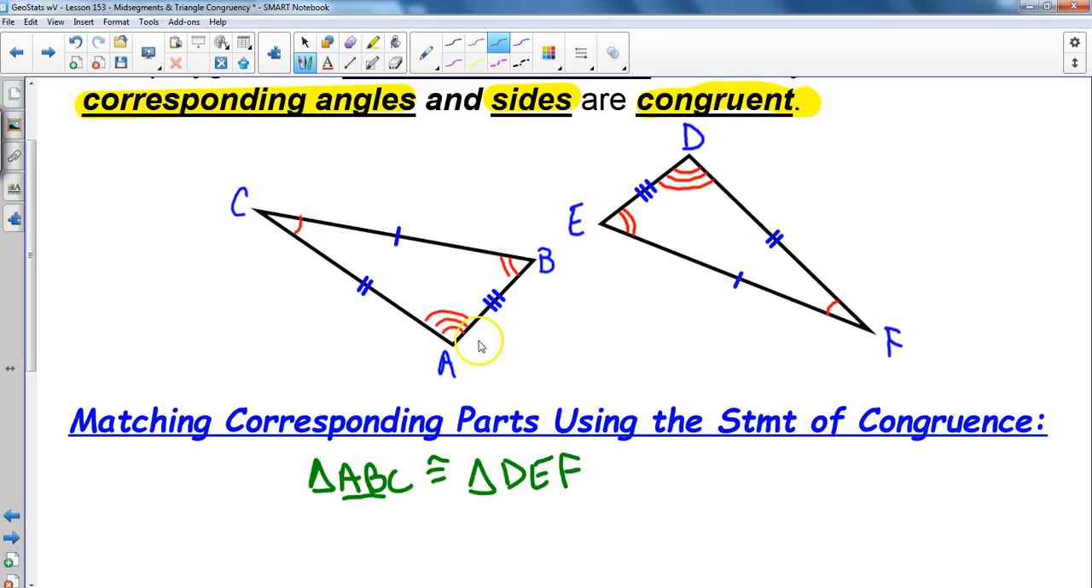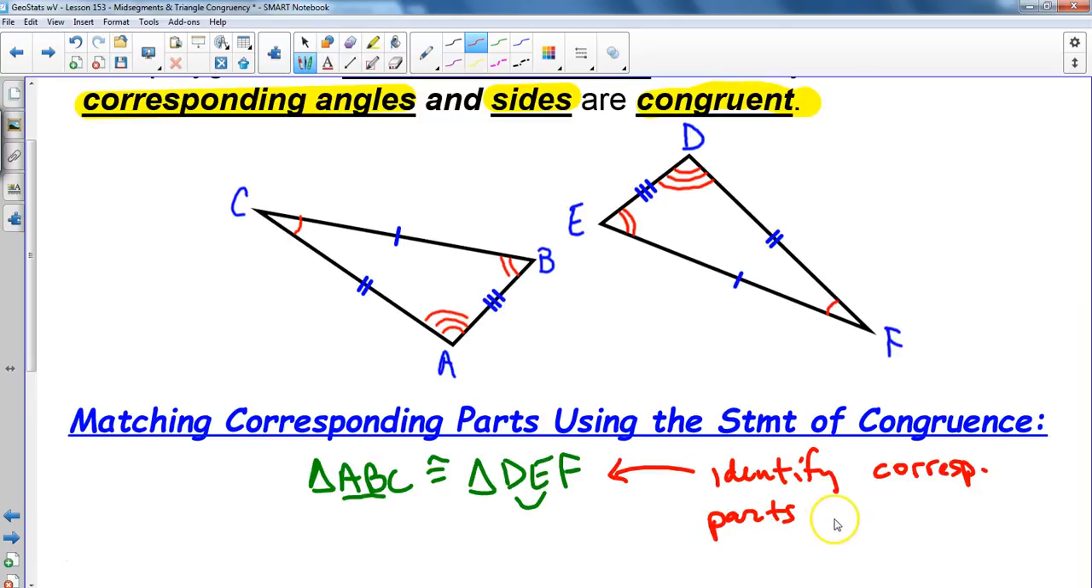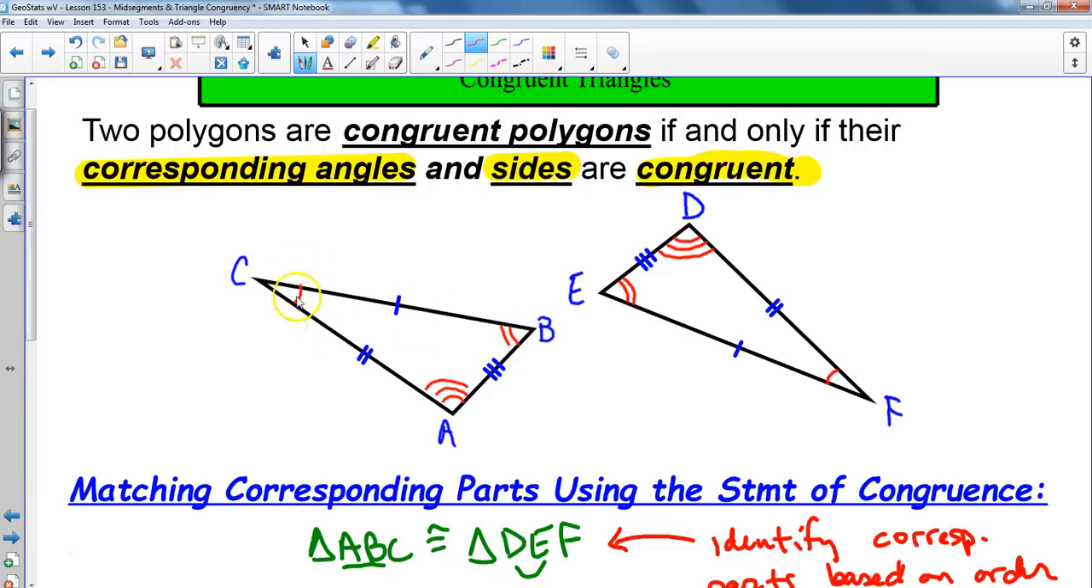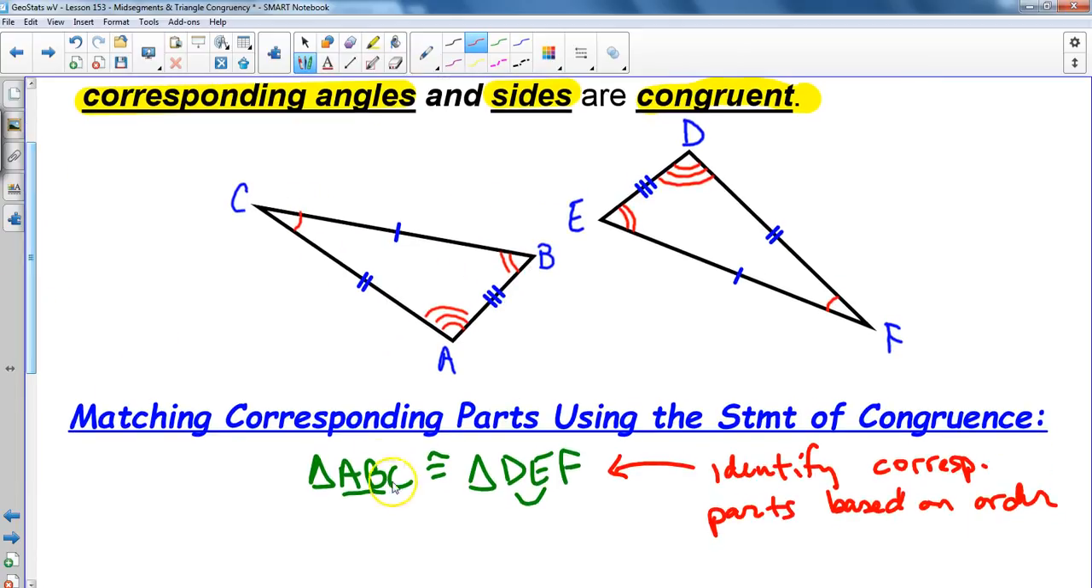If I look down here at AB, that side should match up with the first two entries, DE, and we can see that it does based on those tick marks. So in the big picture, we can look at this statement of congruence and identify corresponding parts based on the order that they're written. Okay, that's really the big thing to take away from this. For two triangles that are congruent, we've got a statement of congruence that really just lists those parts in order that correspond to one another.